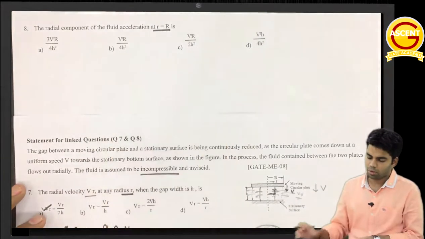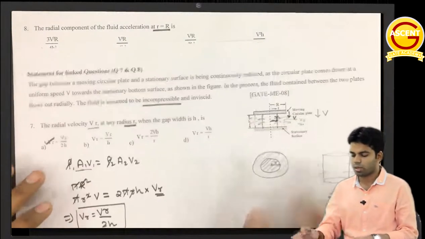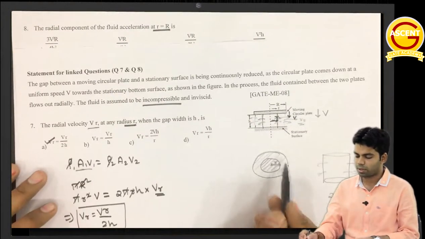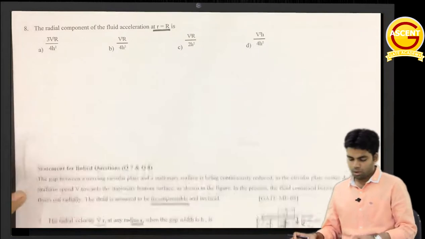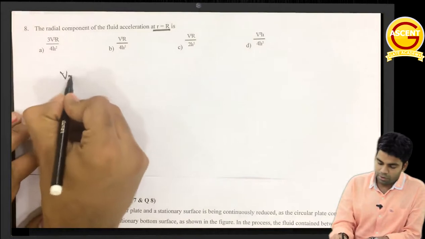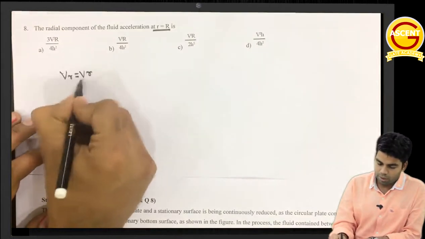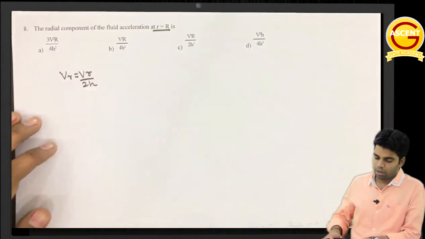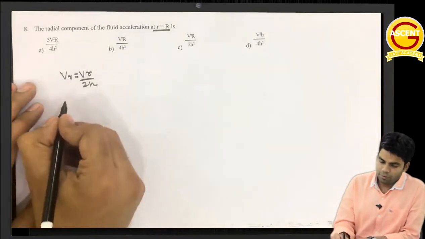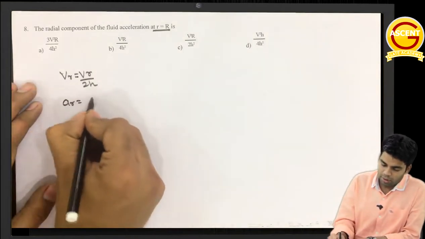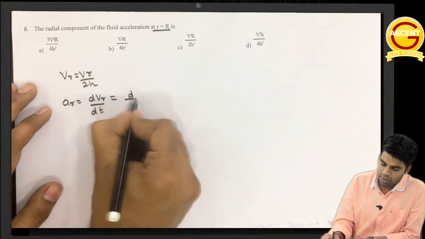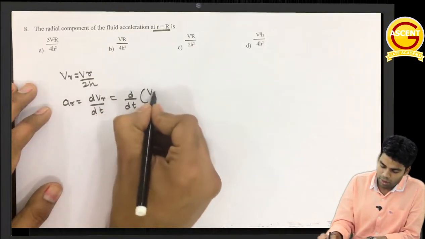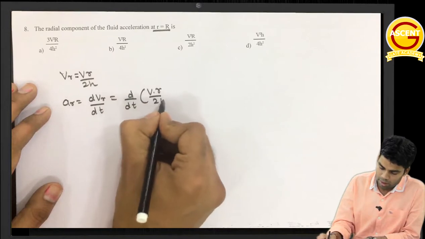at small r is equal to capital R is. So at small r equal to capital R, that means at the surface, at this point, we have to determine the radial component of the acceleration. The radial component of the velocity we have determined, which is v into r by 2h. Now for the radial component of acceleration, ar will be equal to dvr by dt. Further this can be written as d by dt of v into r by 2h.